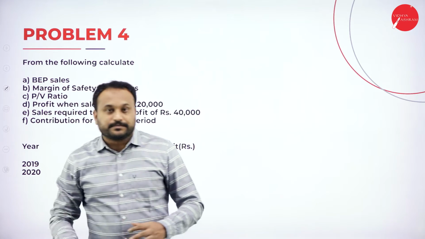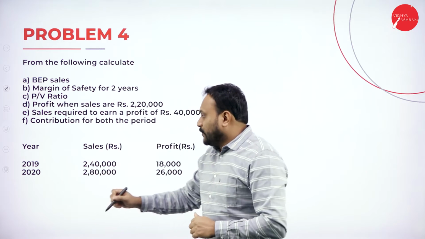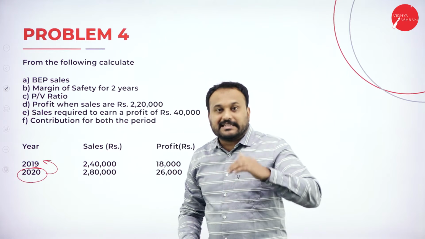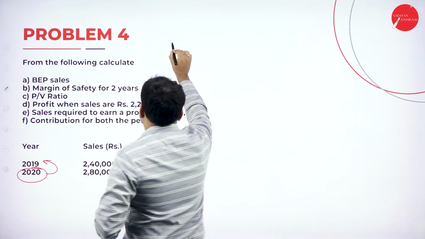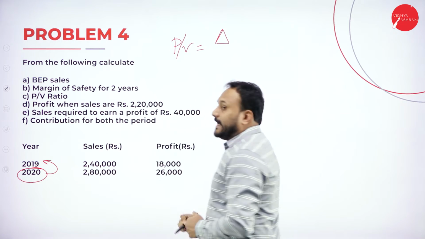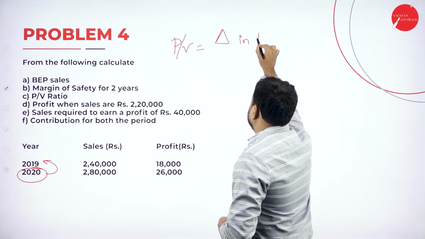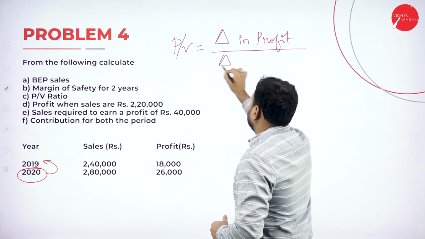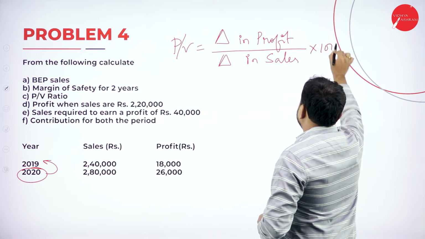What is that we have done? Now, these are the things which you are supposed to know. We are supposed to subtract 2020 with the previous year, that is current year minus previous year. So here what is the PV formula? PV is equal to, delta is called as change. Change in profit divided by change in sales into 100.